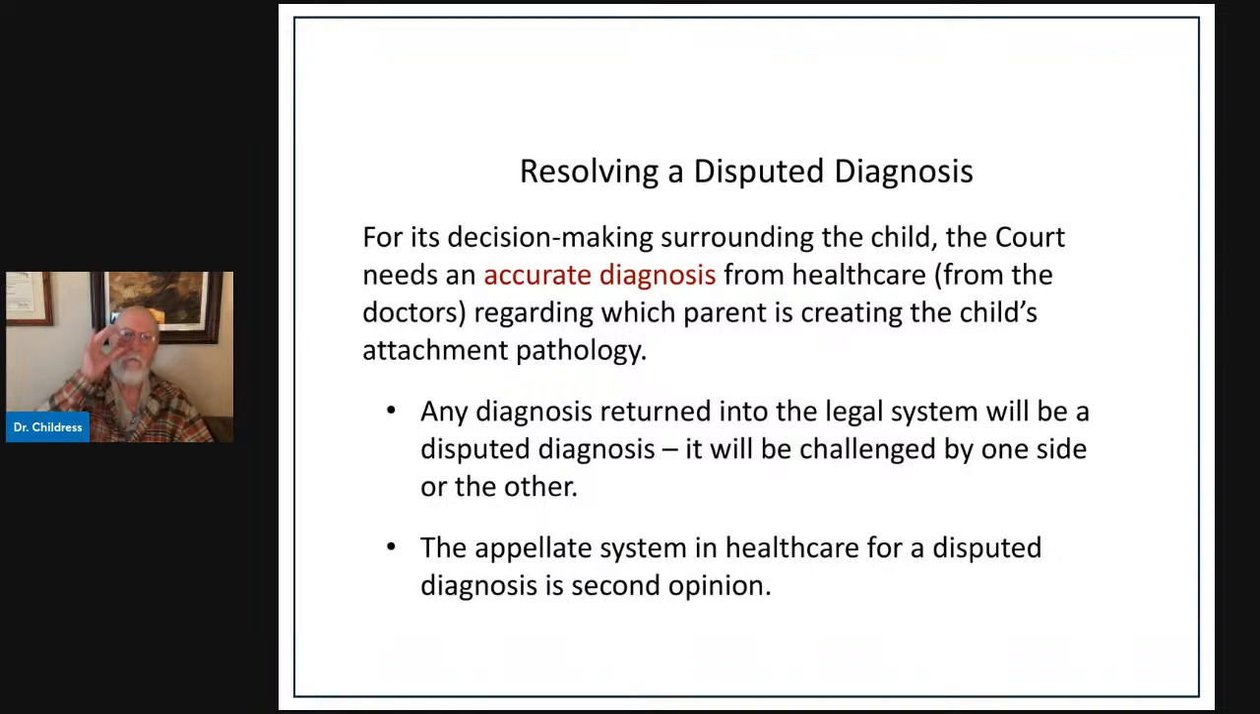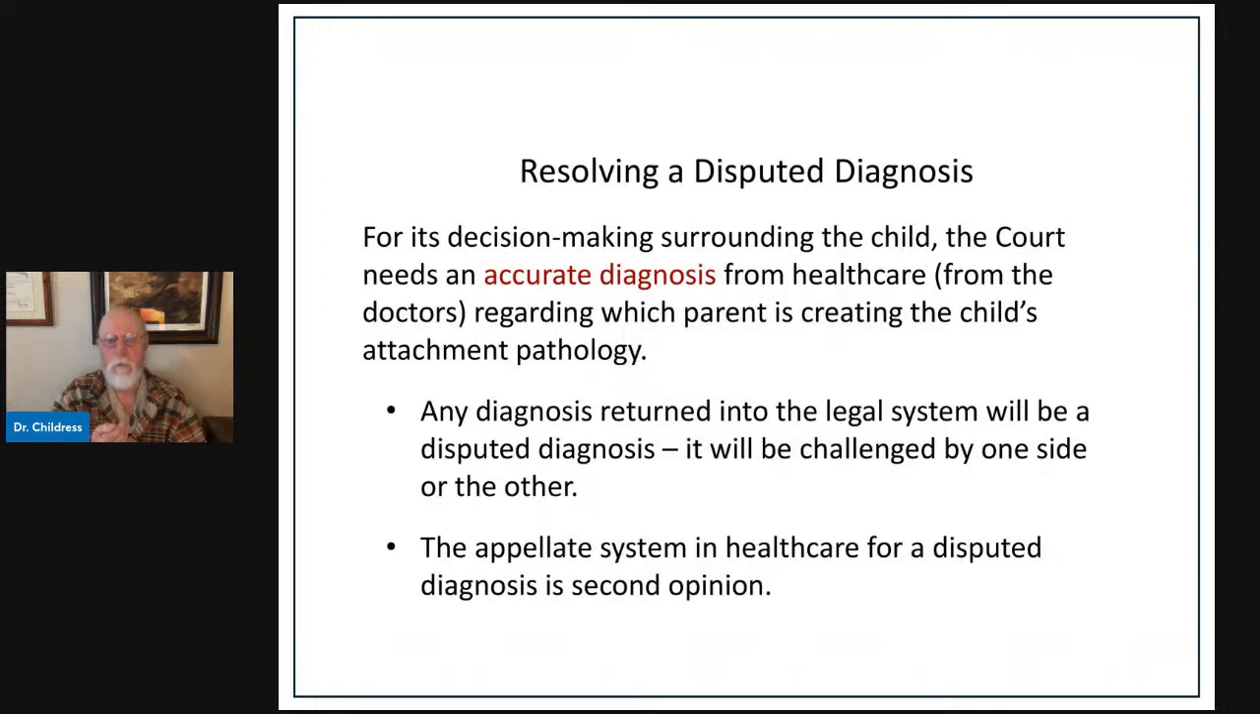So first off, for its decision making surrounding the child, the court needs an accurate diagnosis from healthcare, from the doctors, regarding which parent is creating the child's attachment pathology. And that's the obligation of healthcare, and we are failing the courts in providing that information that they need. So now, in addition, any diagnosis that's returned into the legal system will be a disputed diagnosis. It will be challenged by one side or the other because that's the legal system.